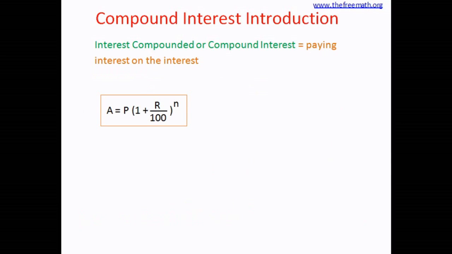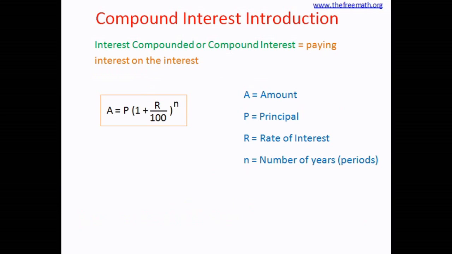And the formula looks like this. A equals P multiplied by (1 plus R over 100), the whole thing to the power of N. And we know that A equals amount, P is principal, R is rate of interest, and N means number of years or number of periods. So this is the formula for the amount of compound interest. That means the formula is for the amount, not for the interest.